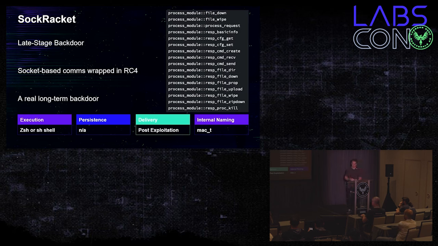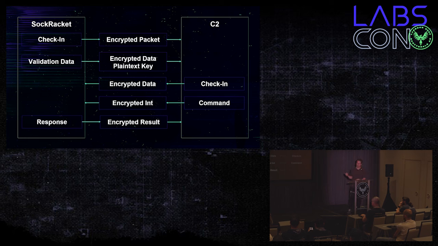So let's get into a better backdoor than what we've seen from this group before. It's a family we call Sock Racket, and it behaves a lot more like a backdoor family that you'd hope to see from an adversary like this. It can do all the commands that you see on the screen: upload, download files, execute commands, all that fun stuff. Where it gets cool is it has a custom protocol to beacon back and forth to the C2 that uses a socket and is wrapped in RC4.